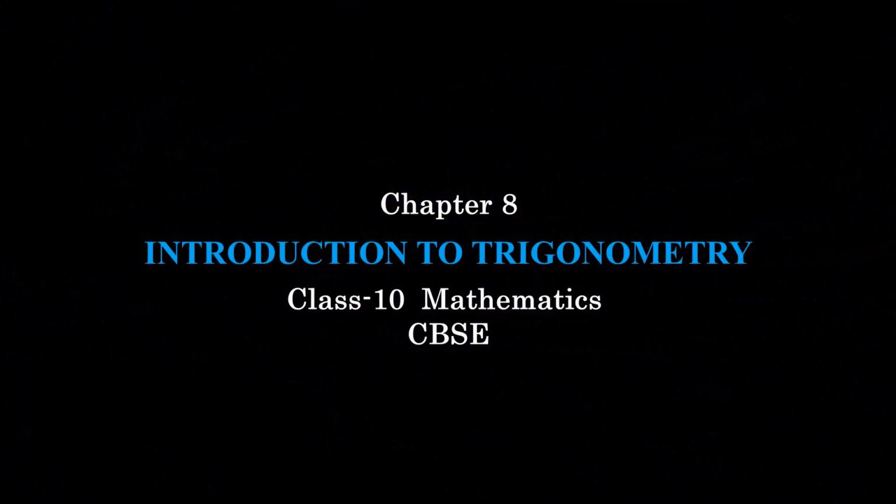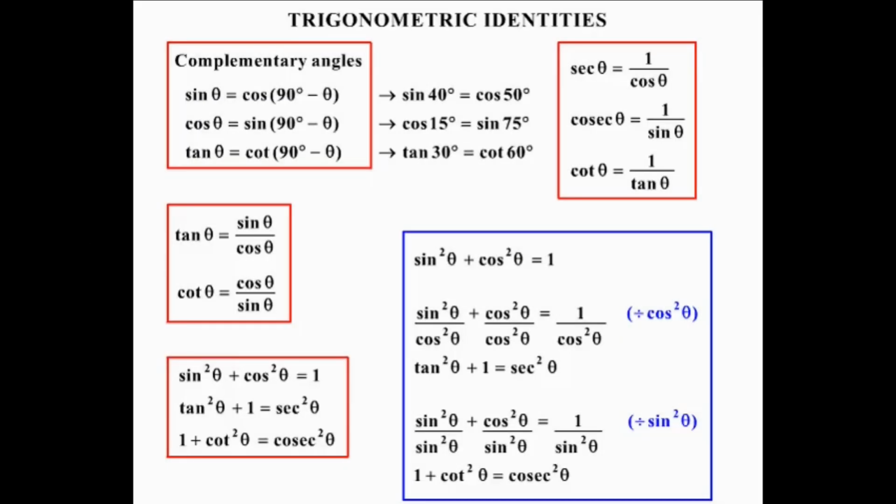Trigonometry. Welcome back to my YouTube channel. In the last video, we started the topic trigonometric identities. You can see on the screen very important trigonometric identities: sin square theta plus cos square theta is equal to 1, 1 plus tan square theta is equal to sec square theta, and 1 plus cot square theta is equal to cosec square theta. Some other simple identities are also listed in this table.